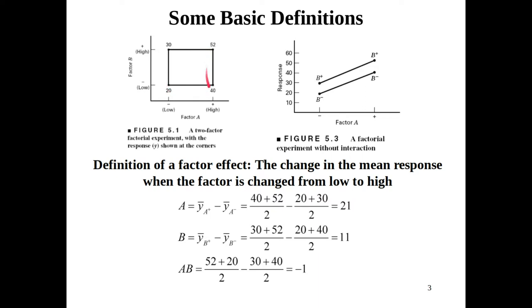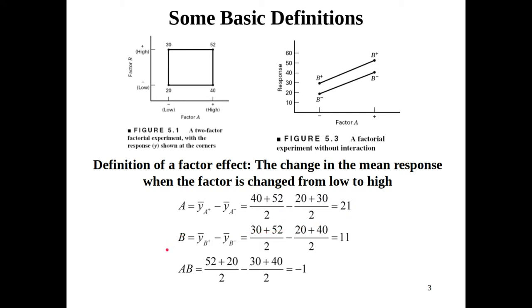So to calculate the effect of factor A, what we need to do is y bar A plus minus y bar A minus. So basically take the average of readings when A is high, A plus, right? So 40 and 50, this side is A high and this side is A low. If you take the average of this side and subtract the average of this side from that, you will get the effect of factor A. So 40 plus 50 divided by 2 minus 20 plus 30 divided by 2, that gives us 21.